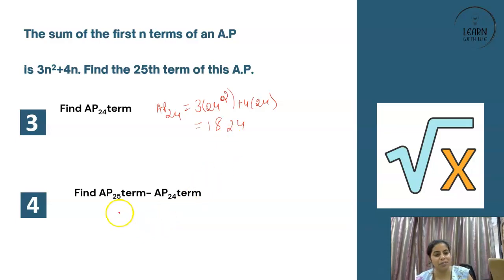Perfect. In order to find out this AP25 minus AP24, the result can be found out by subtraction of equation number 2 and 3 respectively. So, 1975 minus 1824. What is the answer? Quickly write down the result. Simple subtraction. 5 minus 4 is 1, 7 minus 2 is 5, 9 minus 8 is 1. This is the answer. So the 25th term is 151 of this AP.